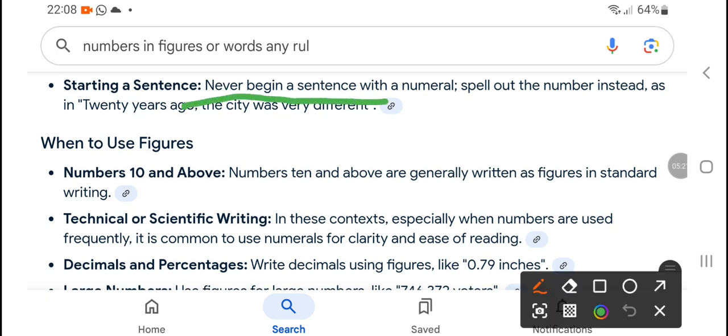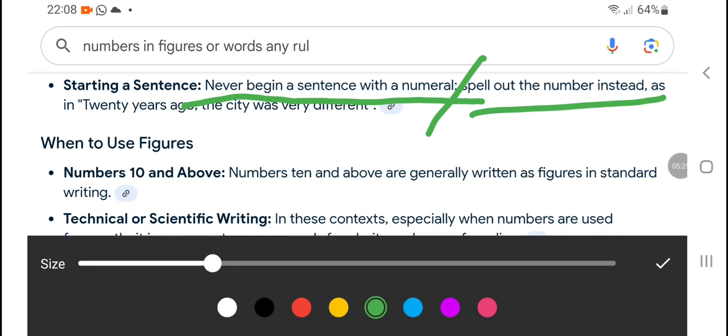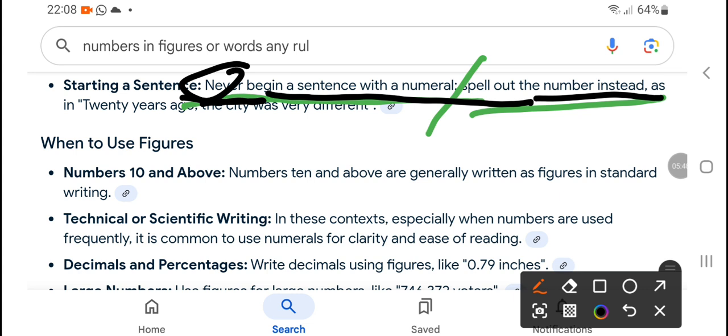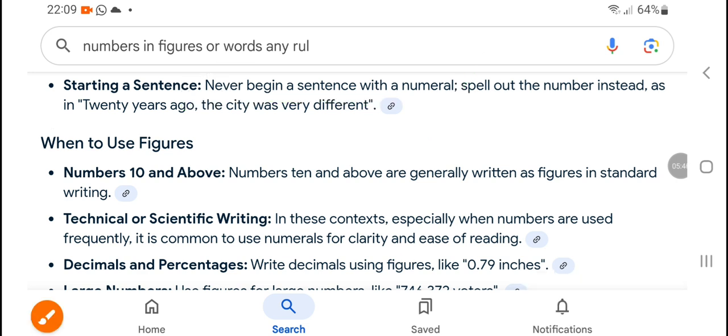Then, starting a sentence. Never begin a sentence with a numeral; spell out the number instead, as in twenty-one years ago, right? The city was very different. Here I am highlighting never. Never begin a sentence with a numeral. Spell out the number instead. This way we should start a sentence with words.